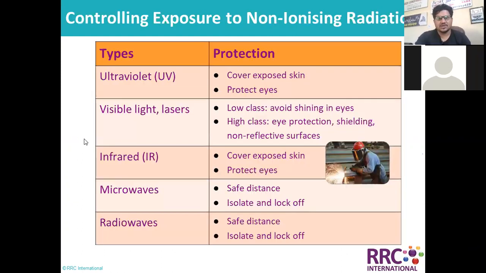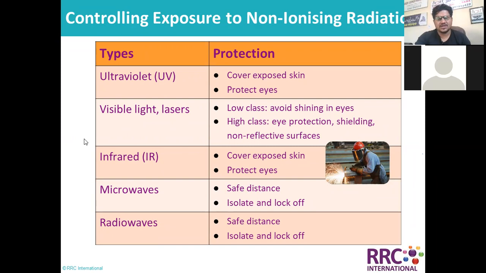These are some of the controls for exposure to non-ionizing radiations. And I hope you remember we discussed in the previous slide the different types of non-ionizing radiations and the protection methods. If UV is there, we have to cover the exposed skin and protect our eyes. We have sunglasses available as per international standards.